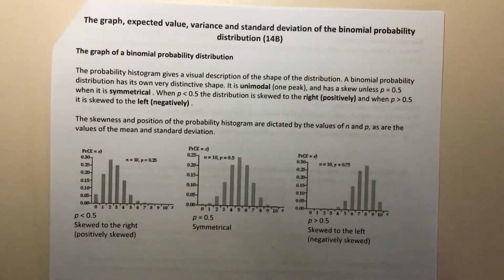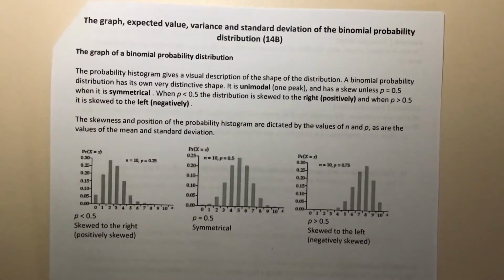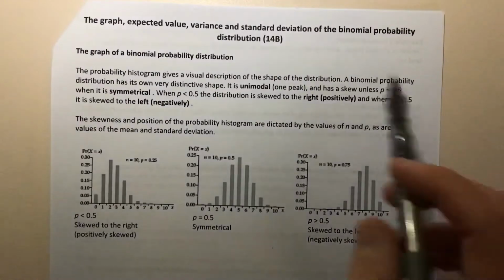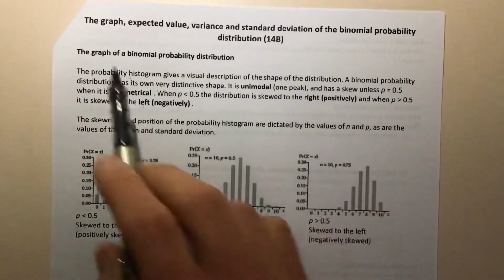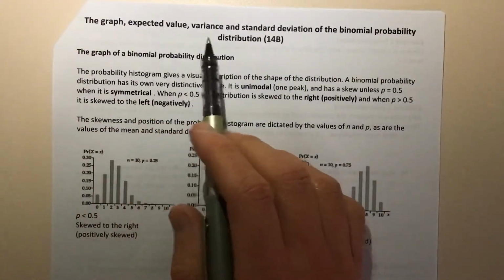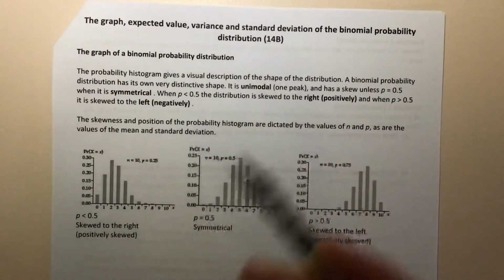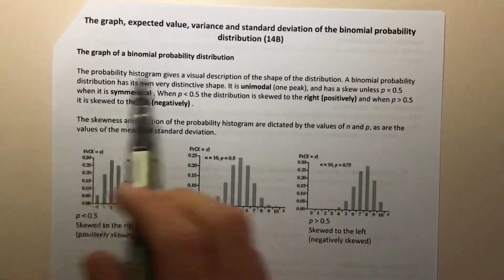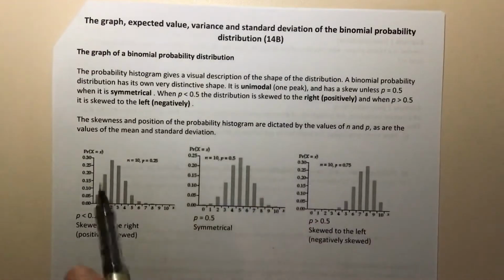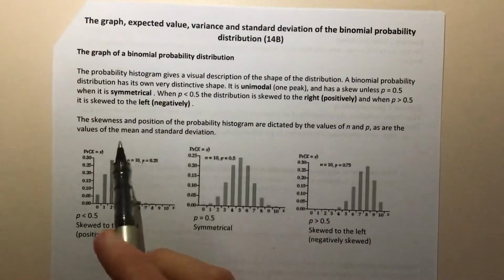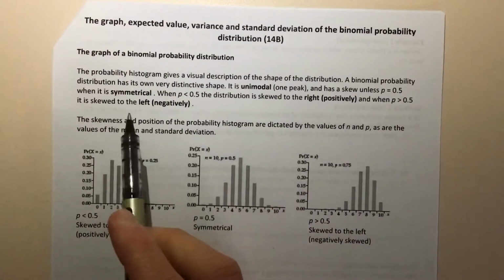Hello method students. In this video we're going to be continuing to look at binomial probability distributions. In this section we focus on the graph, the expected value, the variance and the standard deviation of these things. Starting with the graph, now this is not something that you'll necessarily get many questions about, but it's good for your understanding to learn about it.